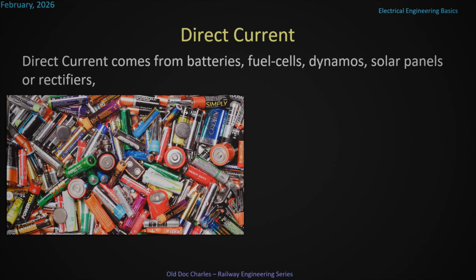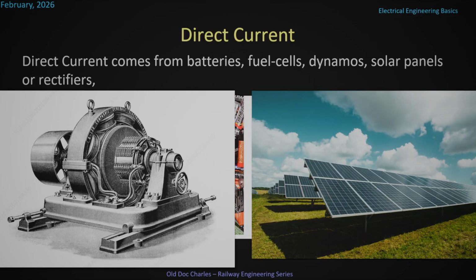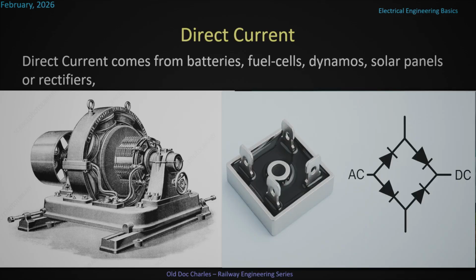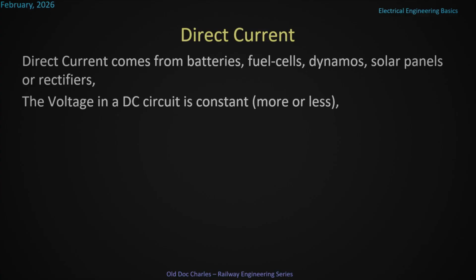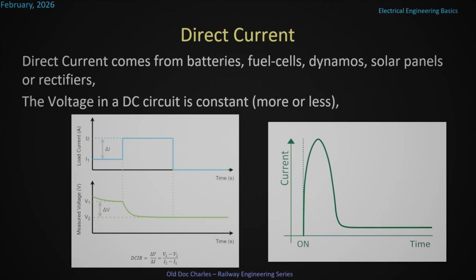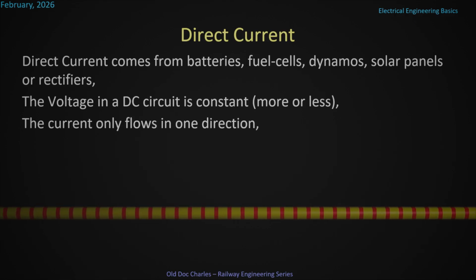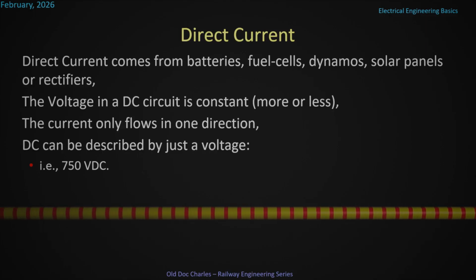Direct current comes from batteries, fuel cells, dynamos, solar panels, or rectifiers. The voltage in a DC circuit is constant, well, more or less. If you change the load, the voltage can fluctuate, and there are times and places where the voltage isn't constant, but we'll talk more about those in a later video. The current really only flows in one direction, so here you can see the current only flowing in one direction. DC is described by just using the voltage, for example, 750 volts DC. It's typical on tramways and metros.